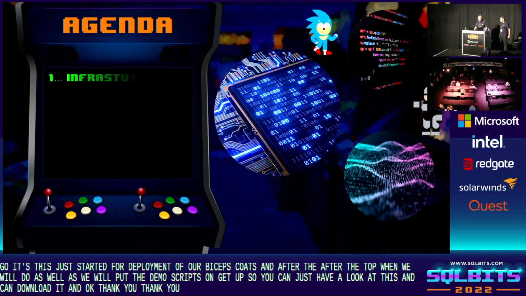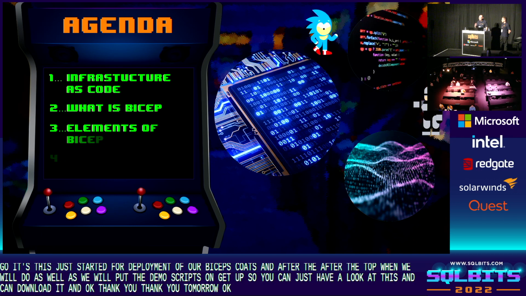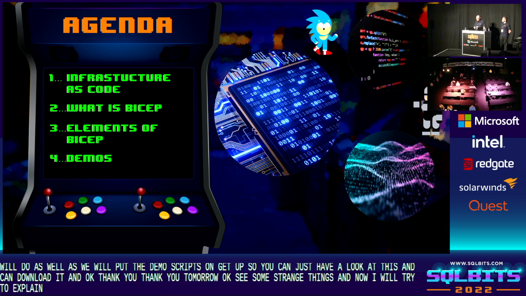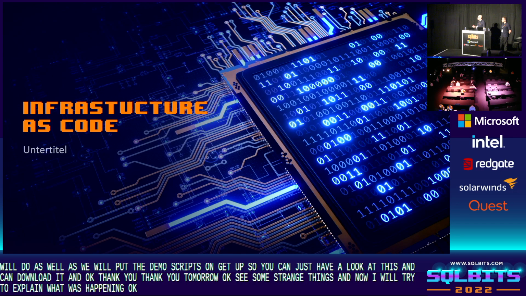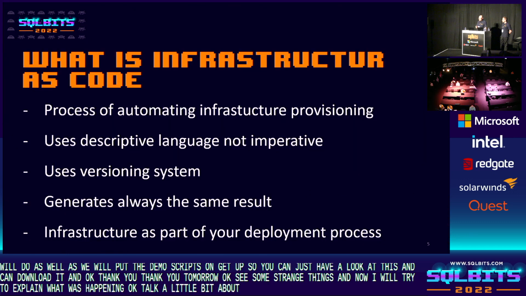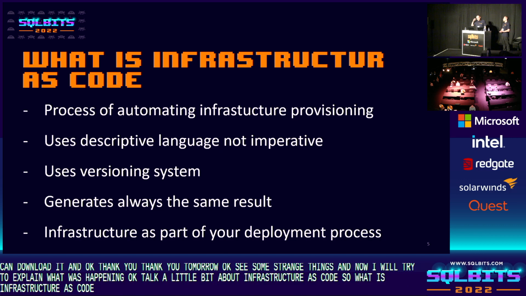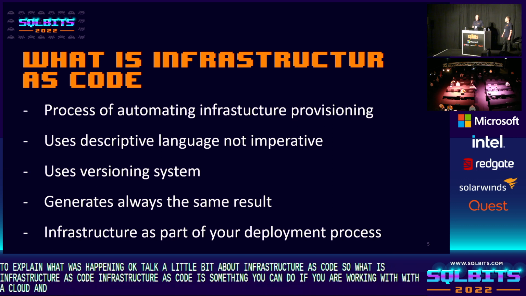Thank you, Timur. Okay, Timur was doing some strange things, and now I will try to explain what was happening. First of all, we will talk a little bit about infrastructure as code. So, what is infrastructure as code? Infrastructure as code is something you can do if you are working with a cloud. And what you can do is automate the process of provisioning infrastructure.